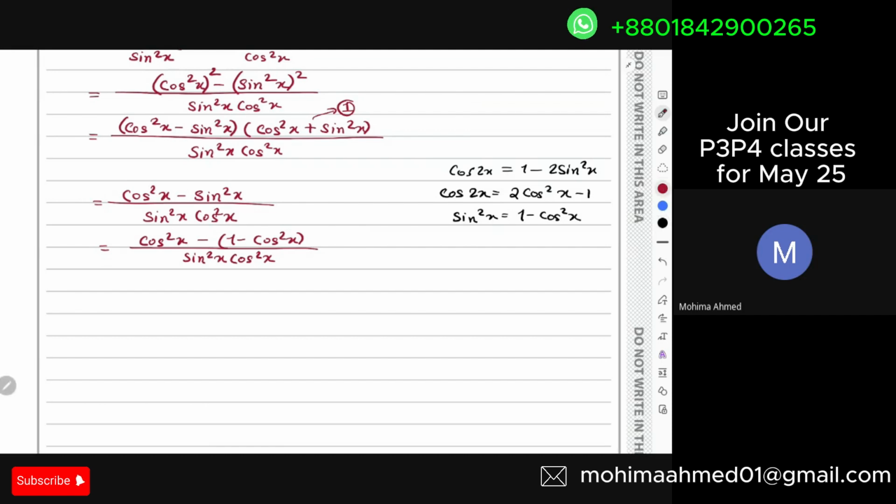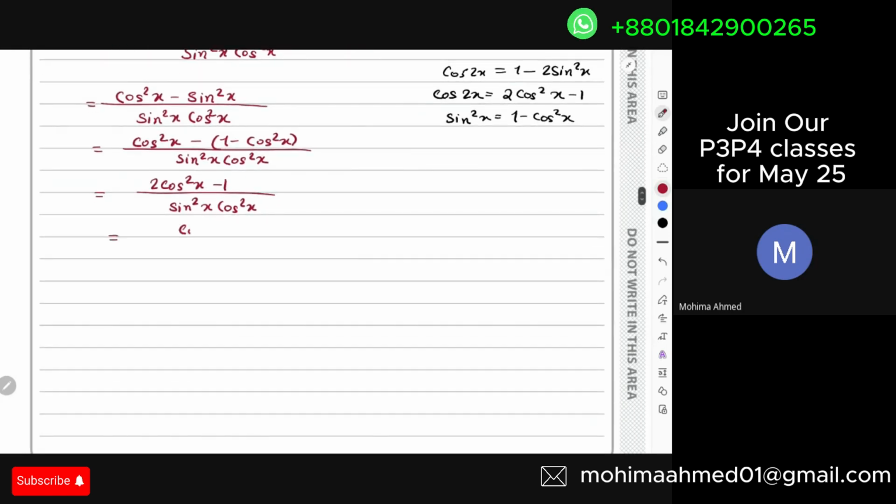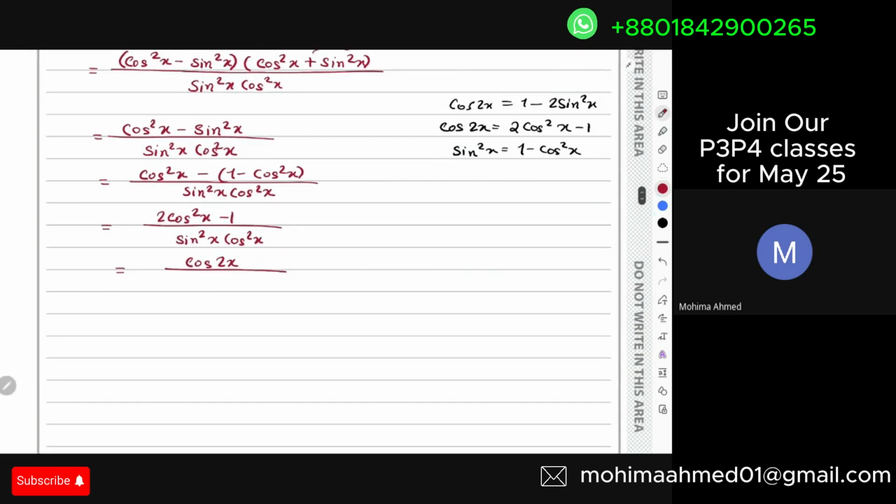Okay, let's just focus on the numerator first. For the numerator, we get cos x, 2 cos square x minus 1, divided by sine square x and cos square x. 2 cos square x minus 1 is going to be your cos 2x. And in the denominator, you have sine square x and cos x. I can actually break this down. Over here, you have this format, right? You have another format actually.